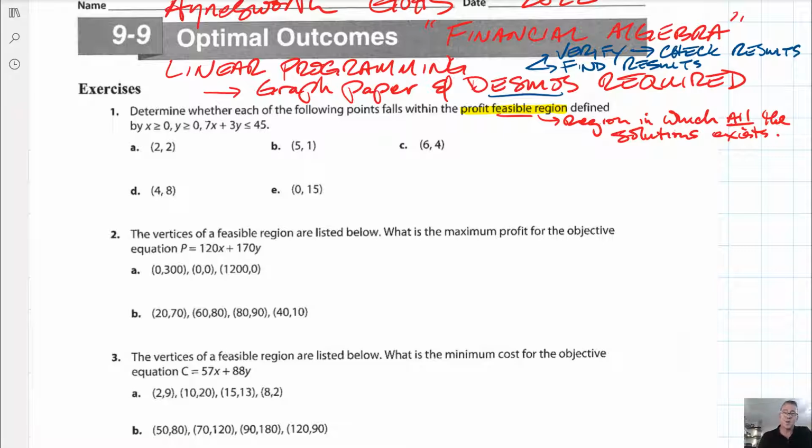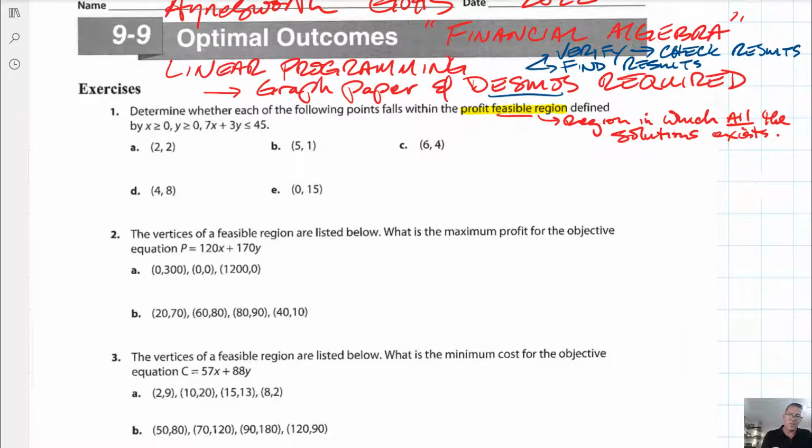All right, so suppose that we want to test these points in the profit feasible region given by these three inequalities. And one way to do this is you can simply get a piece of graph paper out and graph these three inequalities. And if these points fall within it, okay, then they're solutions. And we'll do that in Desmos here in a minute. But the first thing I want to do is how do you do it algebraically?